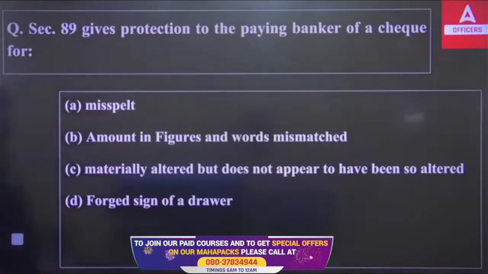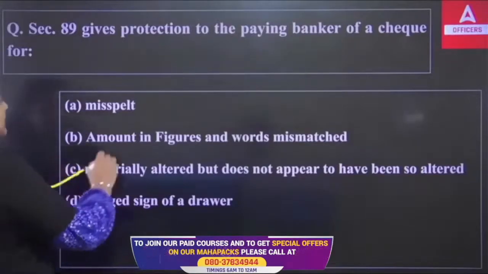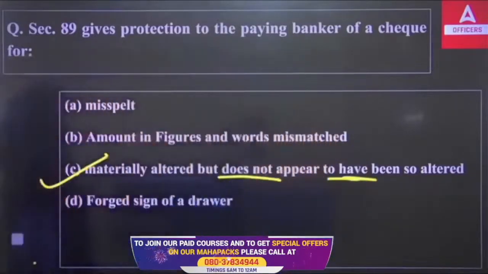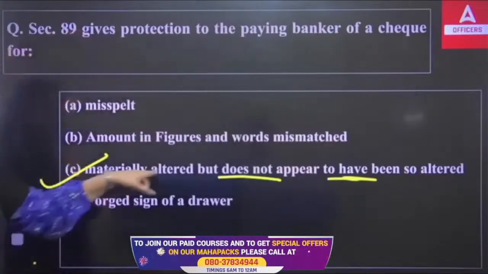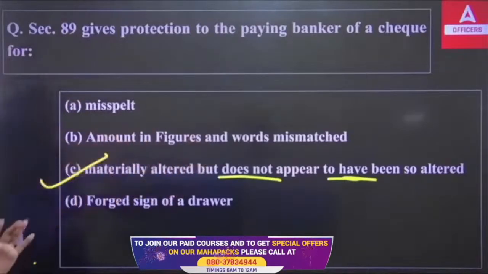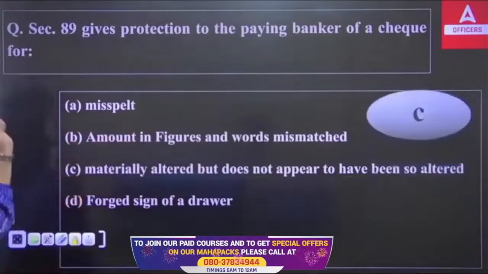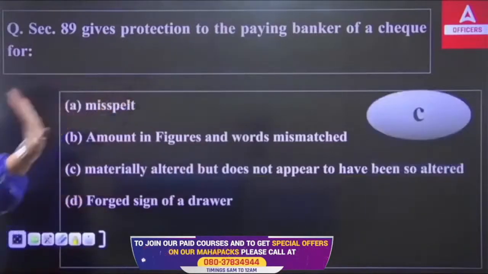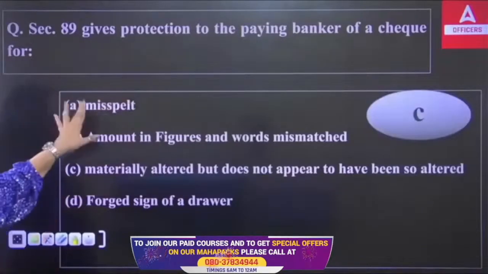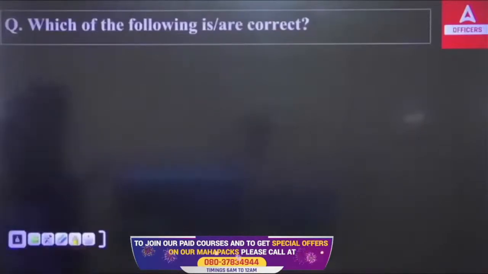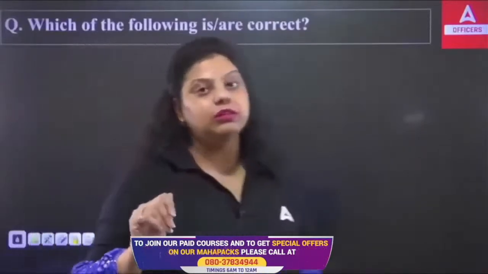So, the right answer here will be: materially altered but does not appear to have been so altered. This is what section 89 talks about. It gives protection to the paying banker of the check, for a check materially altered but which does not appear to have been so altered. In this situation, the paying banker will get the protection under section 89 of the Negotiable Instruments Act. These protection cases are very important, and certain case study questions can be seen on this also.